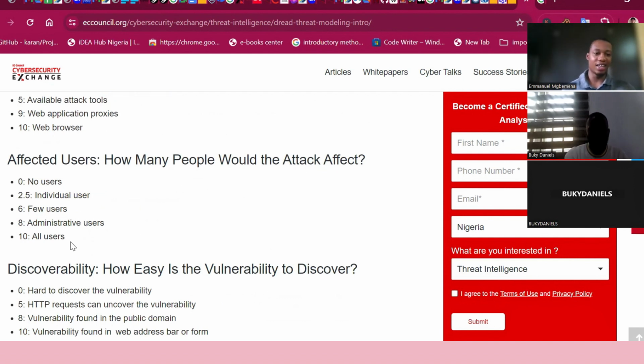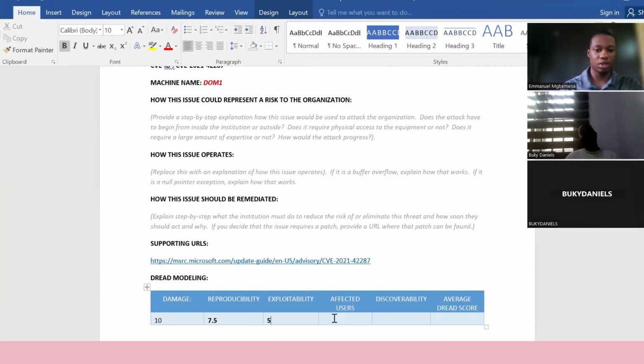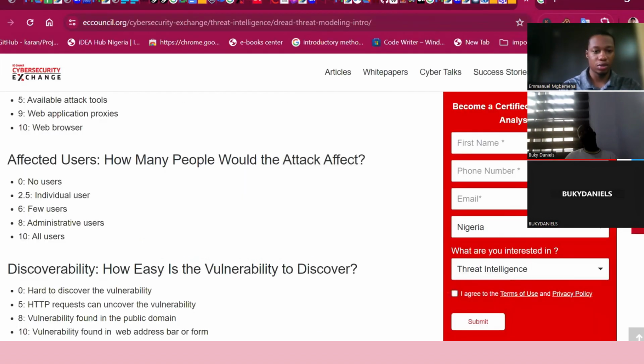Almost all users, yes. I think it's all users, definitely. Once that computer is compromised, definitely all users will be affected. So we give it a 10 for that. It's not something isolated.